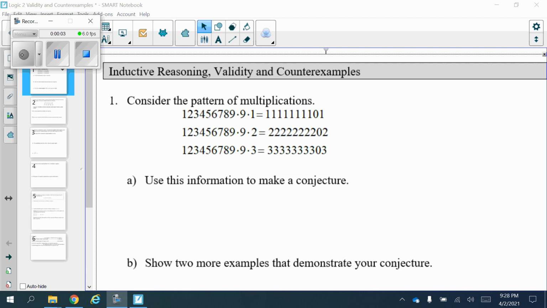Hi, Math 20s. This is the second lesson of logic. Up at the top it says inductive reasoning, validity, and counterexamples.